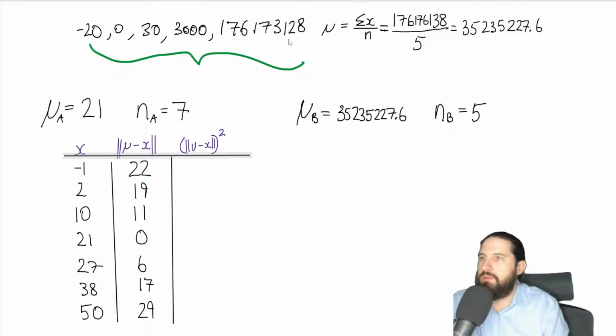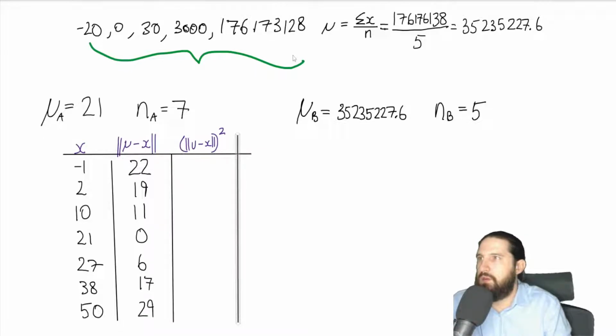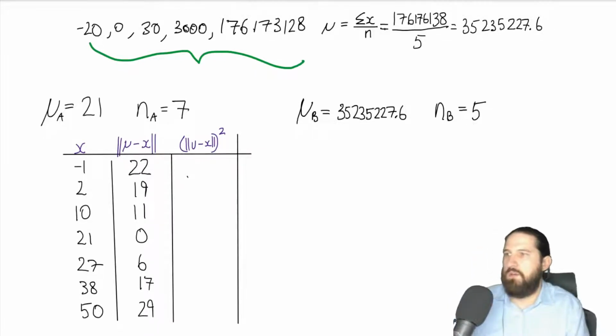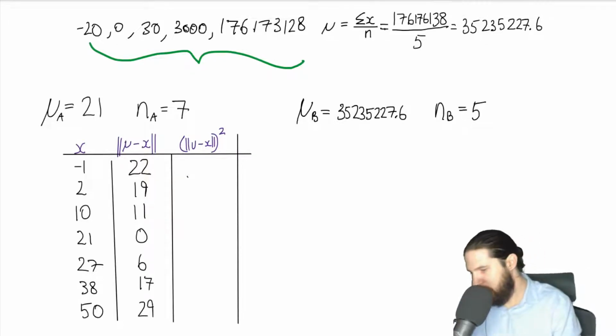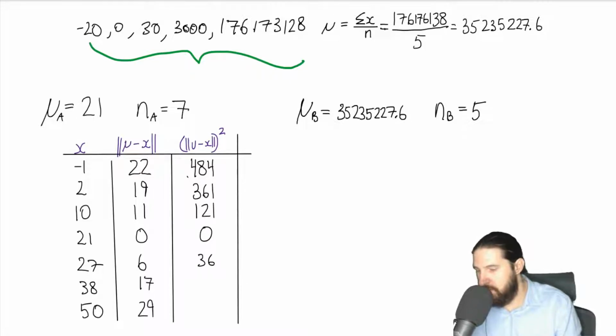Okay. Let's keep going here. So what we're doing... okay, wait. So now let's square each of them. Okay. So 22 squared is 484. And then 19 squared is 361. And 11 squared is 121, and 0 squared is 0, and 6 squared is 36, and 17 squared is 289, 29 squared is 841. Okay.